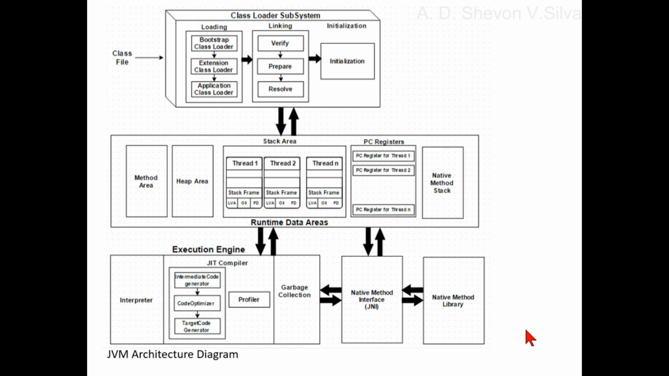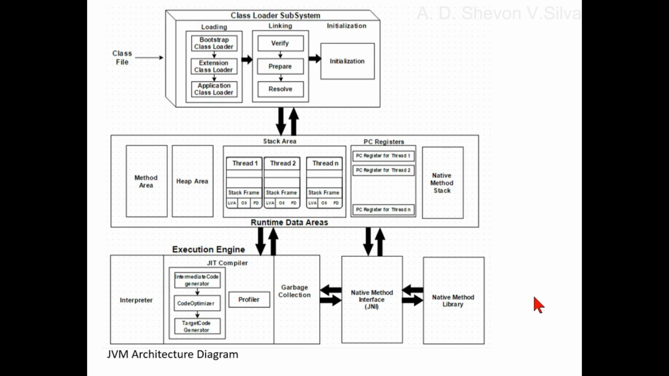The compiler compiles the Java file into a java.class file. Then that .class file is input into the JVM, which loads and executes the class file. Below this is a diagram of the architecture of JVM.